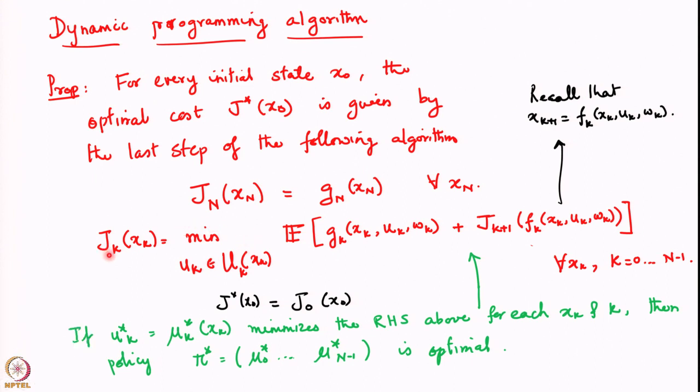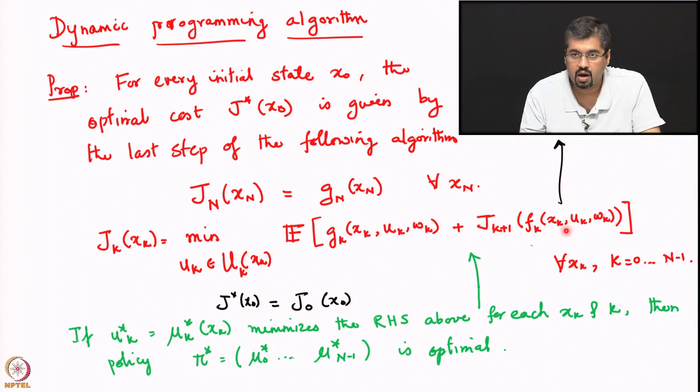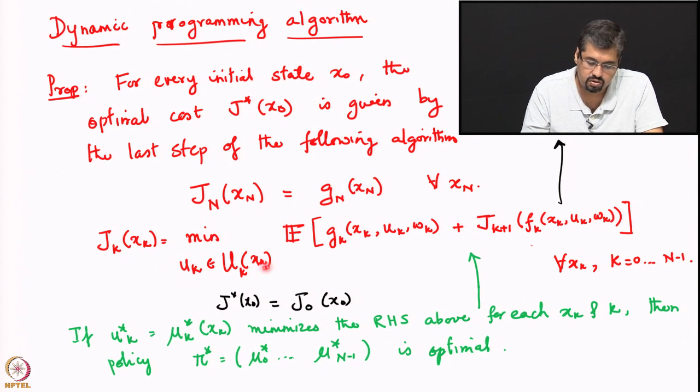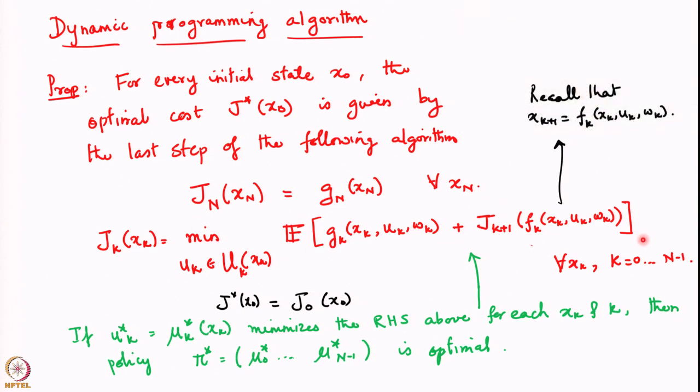So, I just said that J_k is defined recursively in terms of J_{k+1}, but how exactly is it defined? What you do is a minimization with respect to the action u_k at time k. When we want to compute the left hand side here, J_k of x_k, or this right hand side here, we are fixing an x_k. We are fixing x_k to be any state, okay, we let x_k be any state at time k.